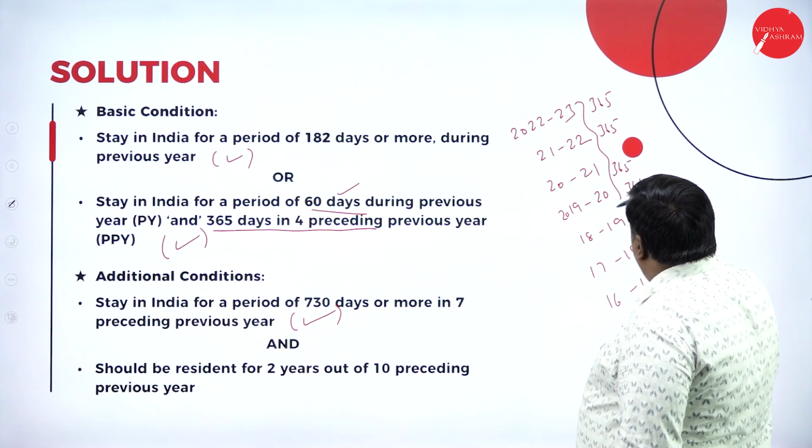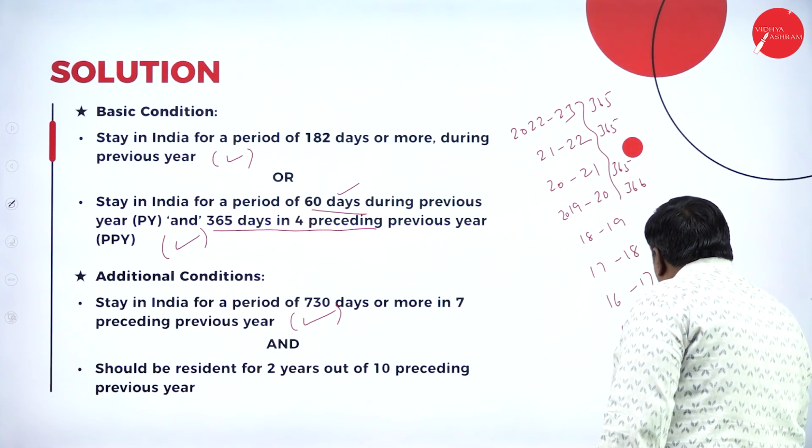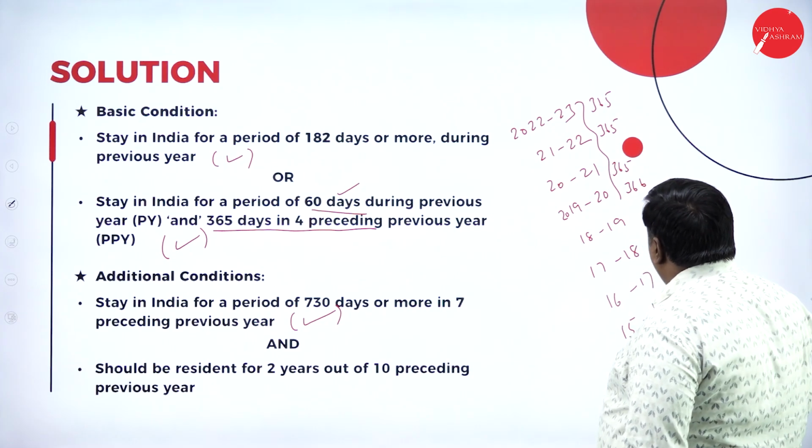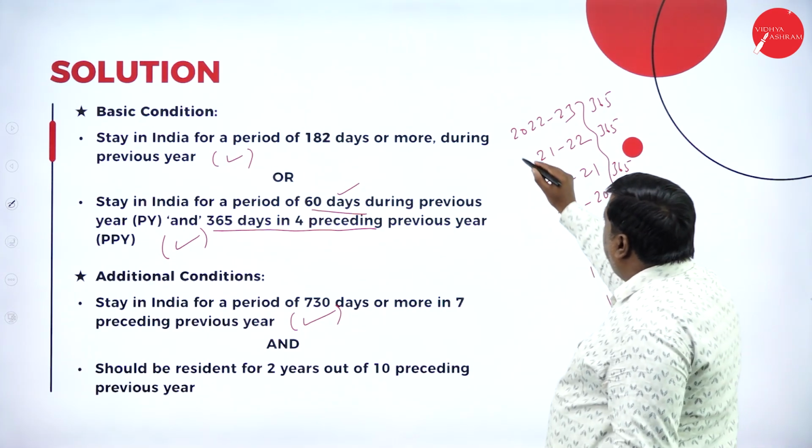1, 2, 3, 4, 5, 6, 7, 8, 9. Out of these 10 years, my residential status should be resident for 2 years. So I was in India only.